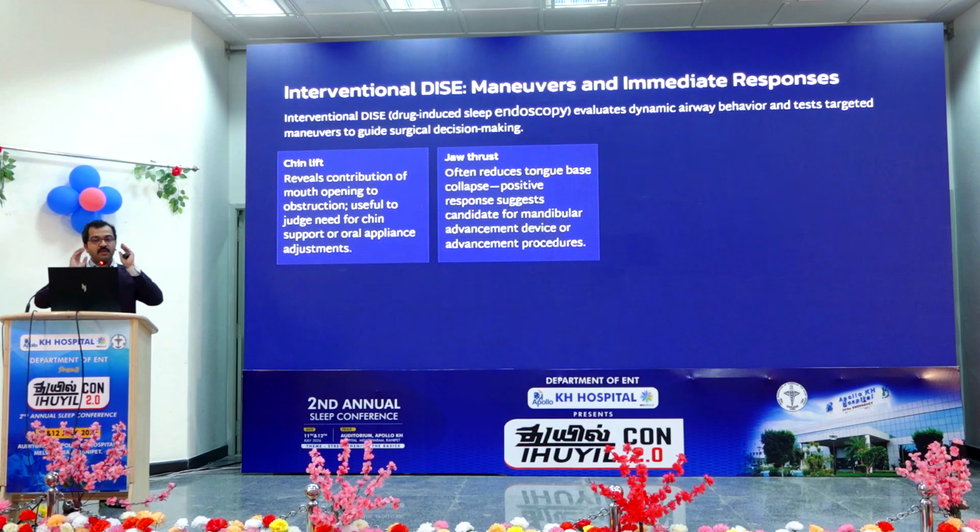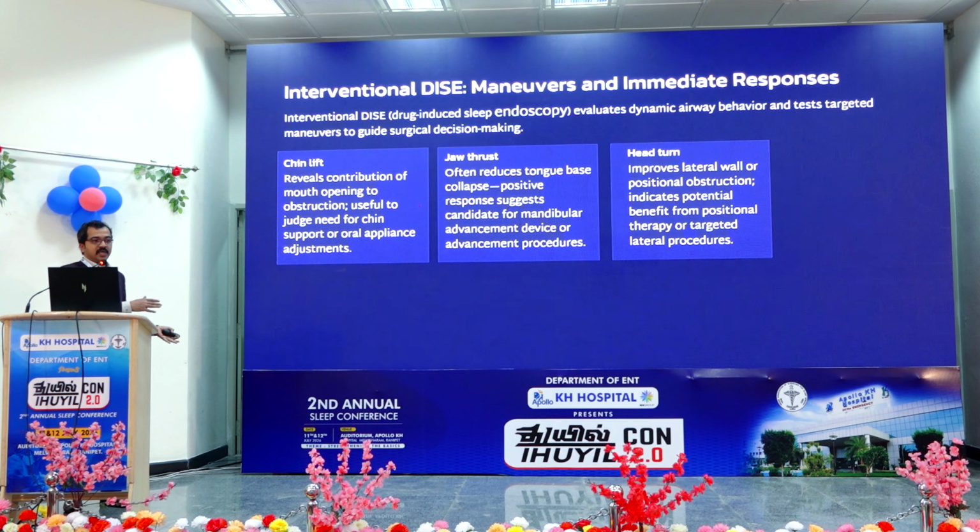A jaw thrust. When the patient lies down, you advance the mandible. It's also called the Esmarch maneuver. You advance the mandible anteriorly. You will be able to see how much with the advancement the vallecula opens up, and this predicts the success rate of mandibular advancement devices. Head turn to one side. You can turn to left or right and see what's the benefit of the positional therapy.